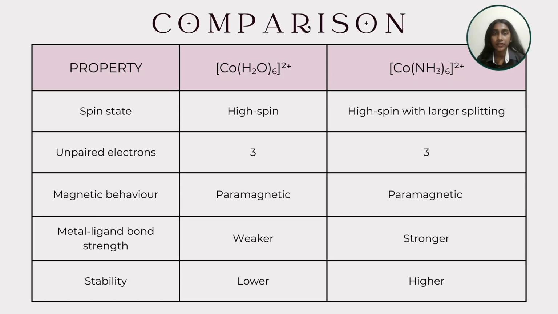Although the ligand strengths are different, both complexes will remain high spin. This is because the larger crystal field splitting energy produced by ammonia is still not sufficient to overcome the electron pairing energy for Co2+, which has a d7 electronic configuration. Therefore, in both complexes, the electrons will continue to occupy the higher energy eg orbitals before pairing occurs. Since both complexes have 3 unpaired electrons, they are both paramagnetic. Their magnetic behavior is therefore essentially the same, although [Co(NH3)6]2+ possesses stronger metal-ligand bonding and higher overall stability due to its stronger ligand field.